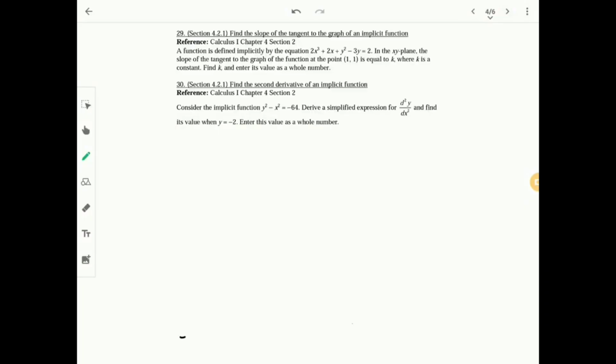Let's move on to the grid. Grid questions number 29 and 30 are relevant to this section, and I'll give you guys a few seconds and we'll solve them together.